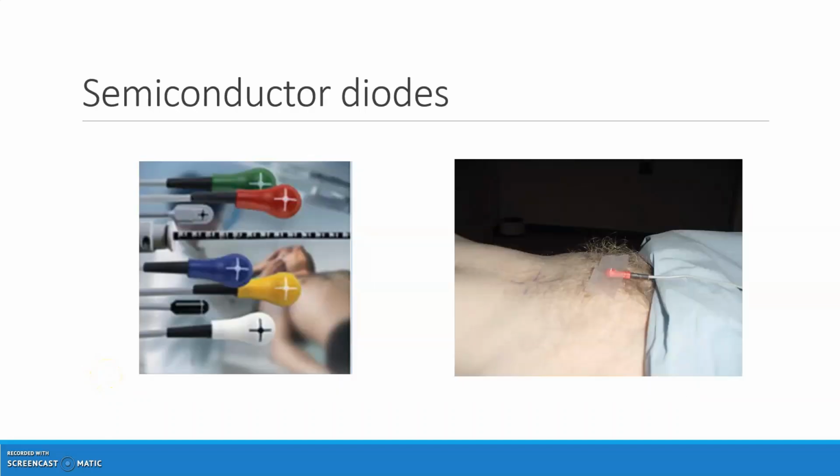More commonly, we use semiconductor diodes for point dose measurements. Remember, we're still talking about point dose measurements here. So many of you, I hope, will have seen these in practice. This is what they look like.